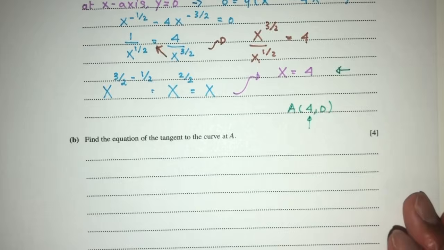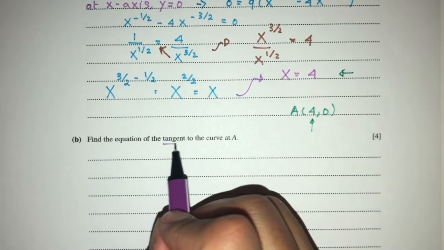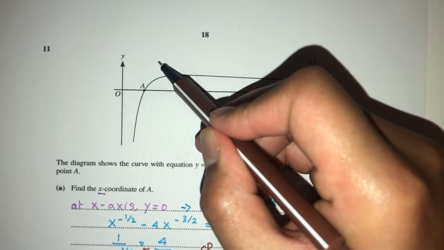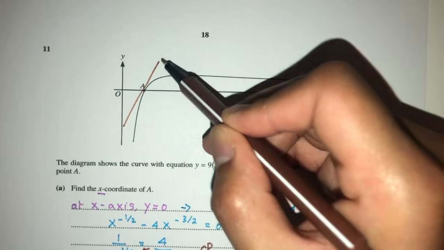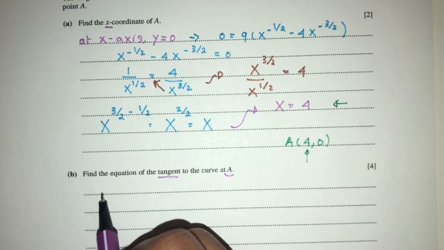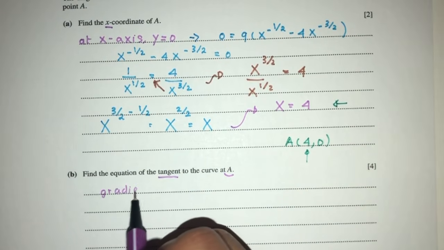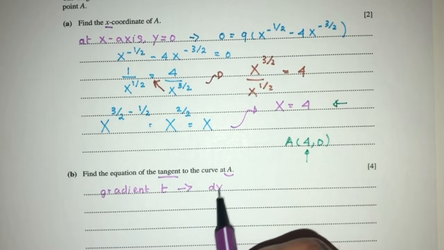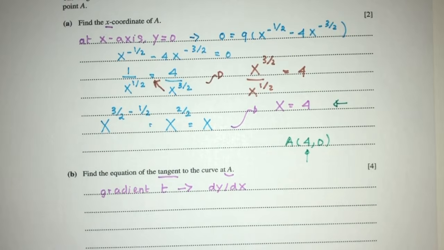Now for part B, find the equation of the tangent to the curve at A. So basically, we have a tangent at the point A, which is a line in this direction. We have to find the equation of the tangent. So again, to find the equation of a straight line, what do we need? We need the gradient of the straight line. So we have to first find the gradient of the tangent. That's the first idea. Now, to find this, we understand that dy/dx is the same thing as the gradient of a straight line. So let's first find dy/dx.